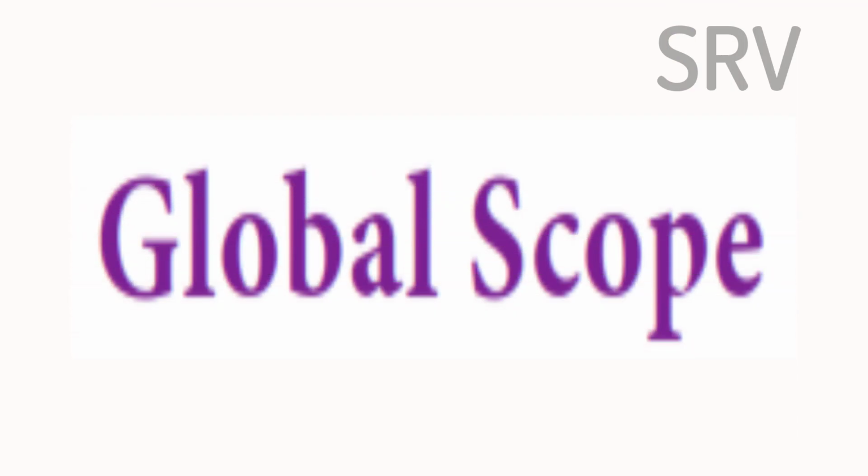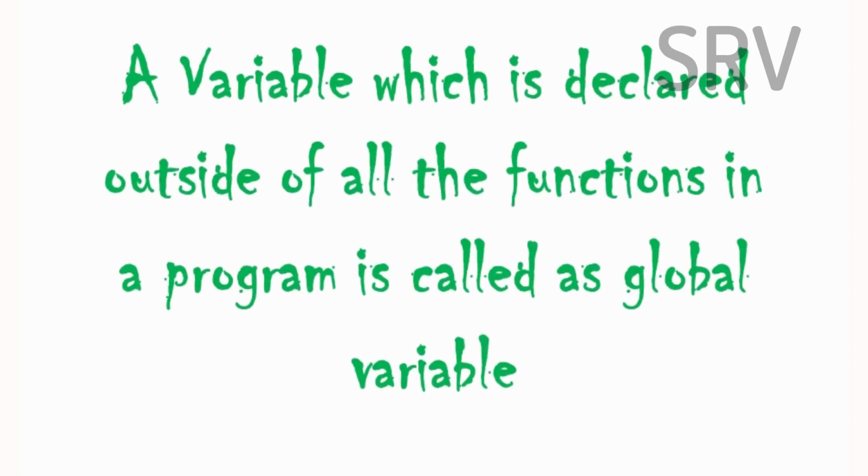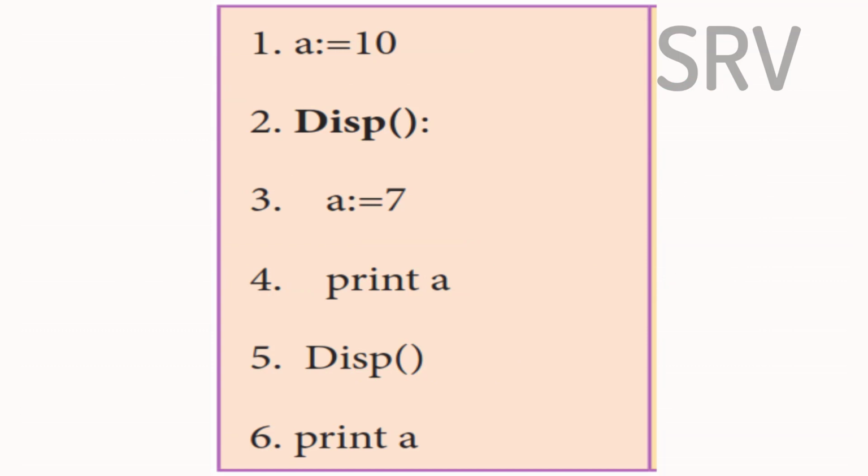Now let's come to global scope. As the term says, global means throughout the program. A variable which is declared outside of all the functions in a program is known as global. If a variable is declared with global scope, that variable can be accessed from anywhere in the program, that is, inside or outside of all the functions in a program. Let's see this with an example program. Again, we are using the same type of program that we saw previously. Here, initially we are declaring a variable a and initializing the value 10 to that variable.